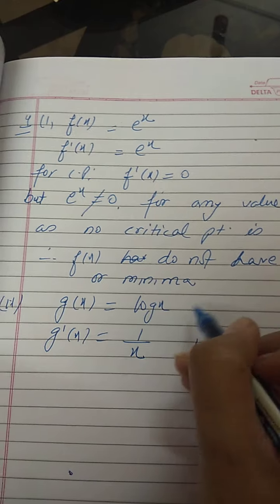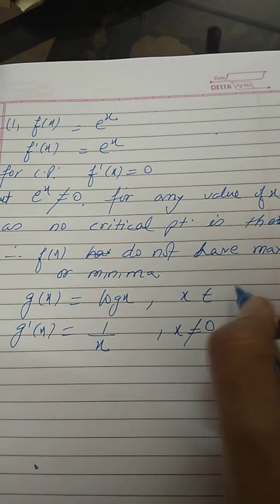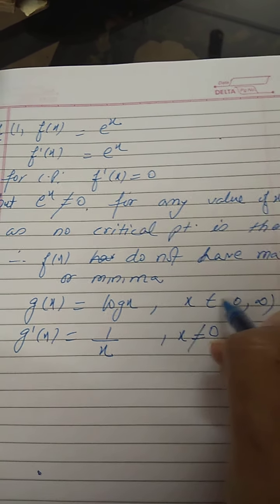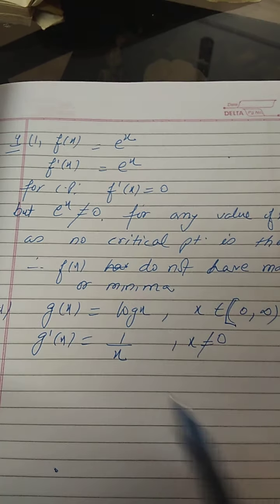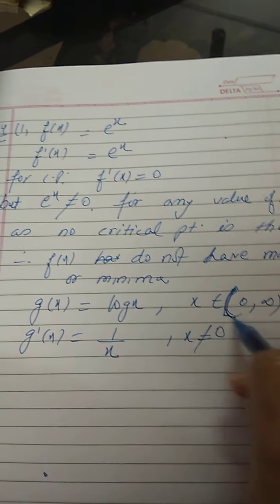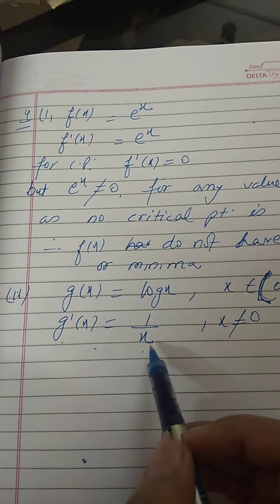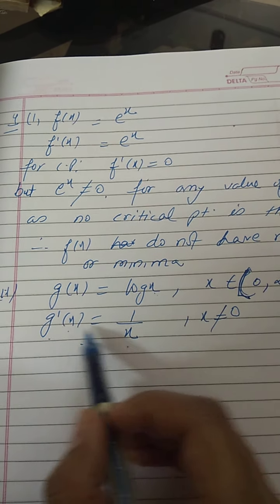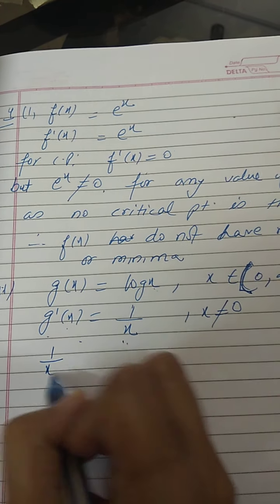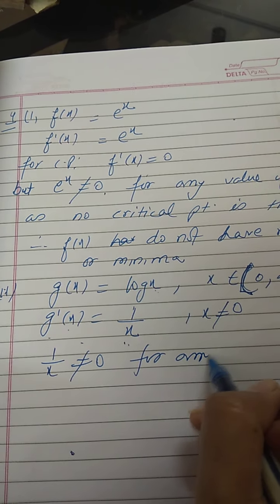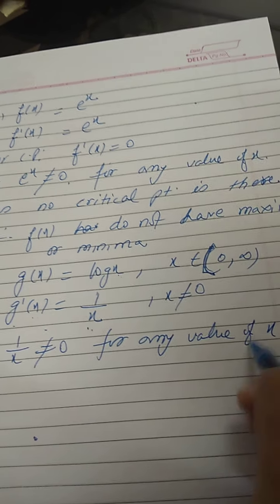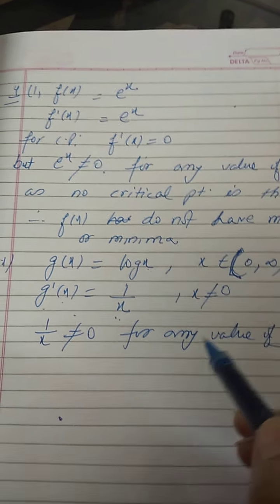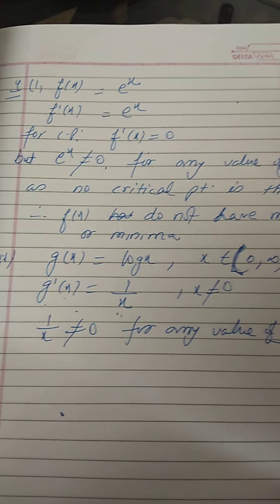Even the domain of the log function, this x always belongs to the positive numbers, right? Log 0 is not defined, so we can take it as an open interval. And g dash x, sorry, log 1 is 0, we can take it as a closed interval also, but here the function g dash x is coming 1 by x, and 1 by x can't be 0 for any value of x, right? What does it mean? That means the function again does not have maxima or minima. So you people can complete sum number 4 also.